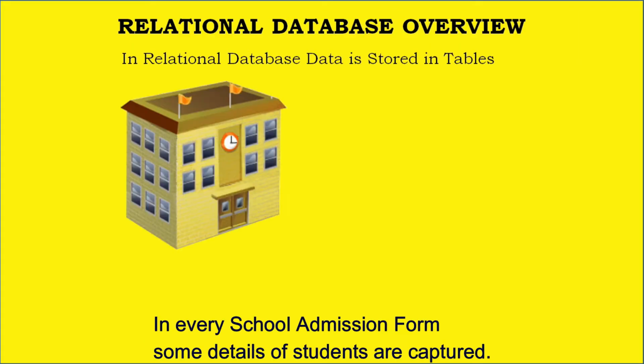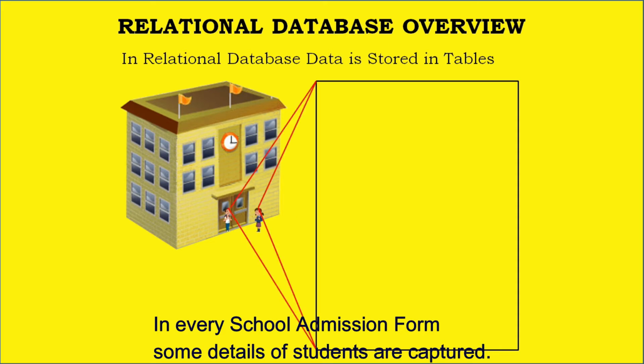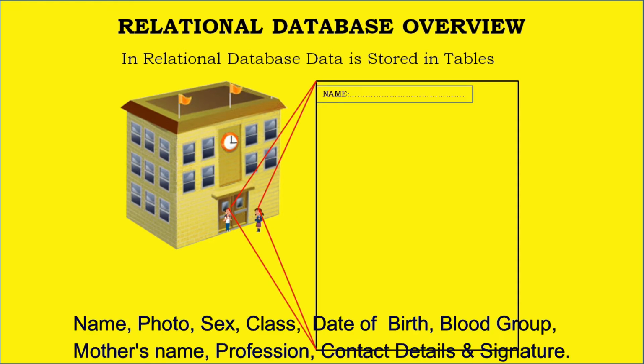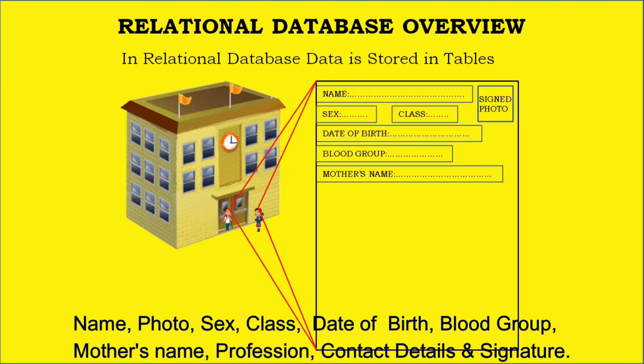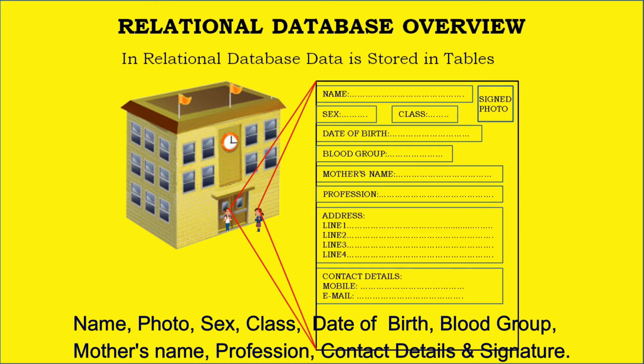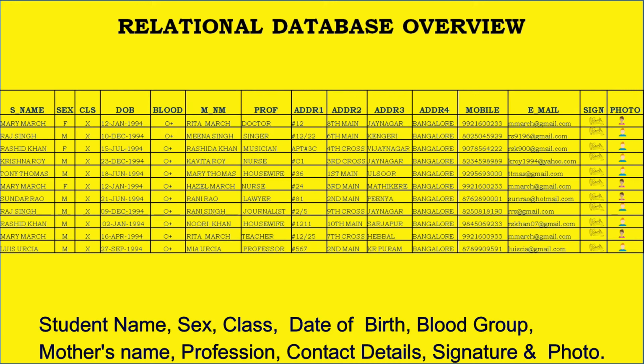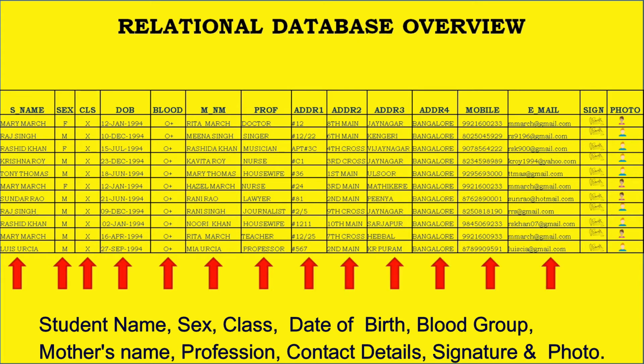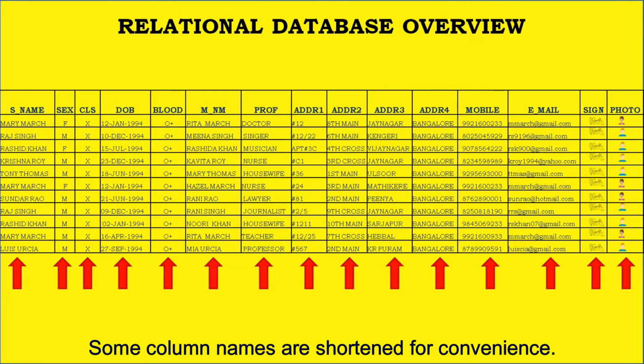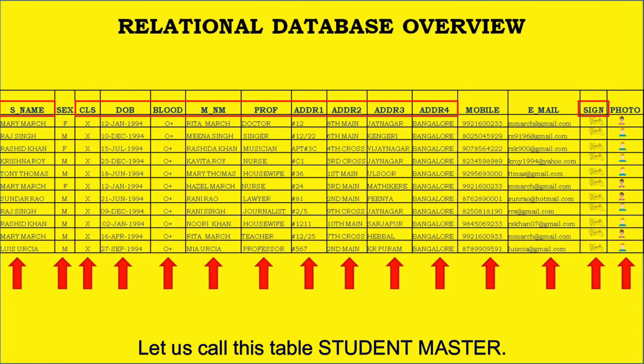In every school admission form, some details of students are captured. To name a few, they are name, photo, sex, class, date of birth, blood group, mother's name, profession, contact details, and signature. Now, the information supplied in the school admission form can be arranged in a tabular structure. Student name, sex, class, date of birth, blood group, mother's name, profession, contact details, signature, and photo. Some column names are shortened for convenience. Let us call this table Student Master.